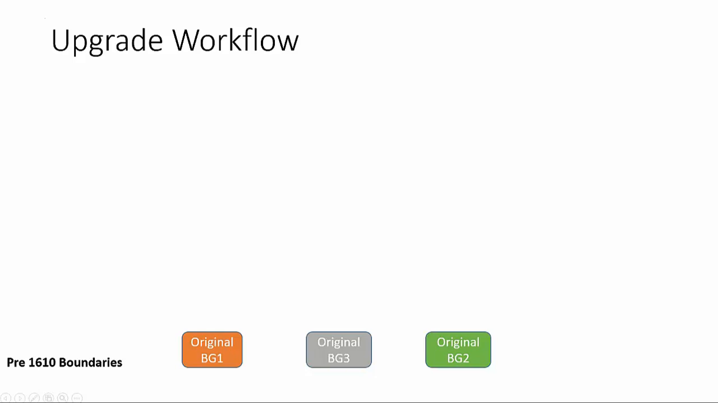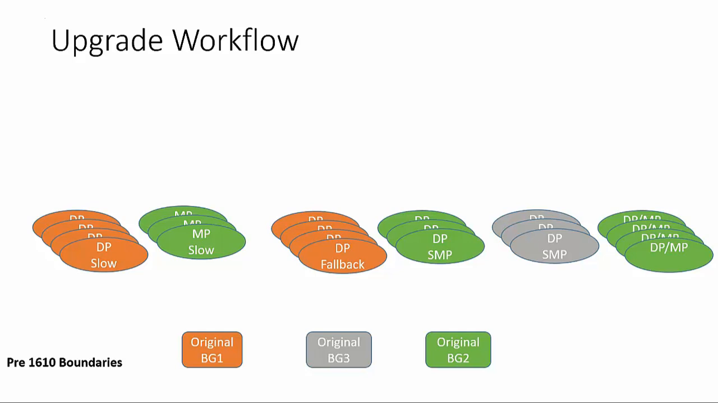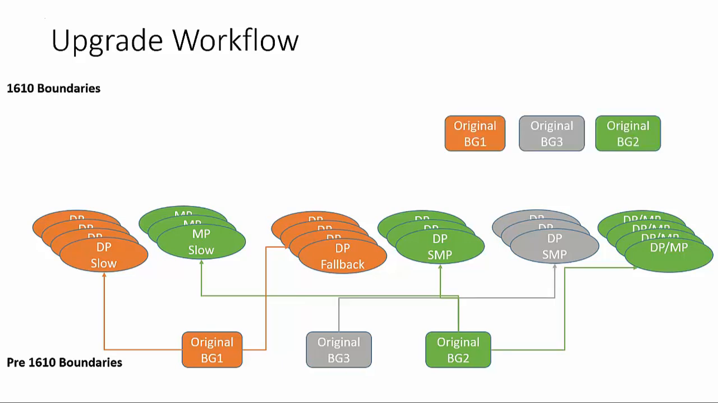To see the complete picture, let's look at the upgrade workflow in this slide. Before 1610, you have boundary groups like 1, 2, and 3, and you would also have various flavors of distribution points and management points configured as fast or slow. Some are shared with a state migration point role, and say some are not configured for a fallback. These site systems are connected to boundary groups 1, 2, and 3. And once we upgrade our infrastructure to 1610, we see the original boundary groups, as well as the introduction of the default site boundary group with the site code.